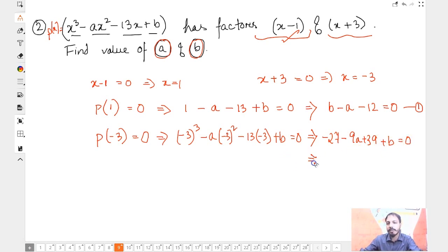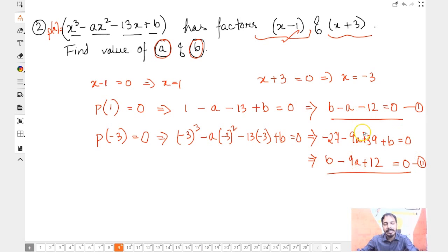So now what do you get from this? You get b minus 9a, and 39 minus 27. If I subtract this, I will get 12 here. So this is plus 12 equal to 0. Now you have two equations, this and this. From these two equations, you can easily solve them. Once you solve them, you can find out the value of a and the value of b. So these types of questions they can also give, right?